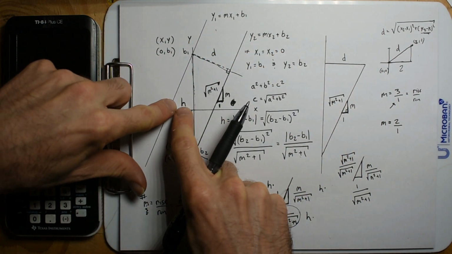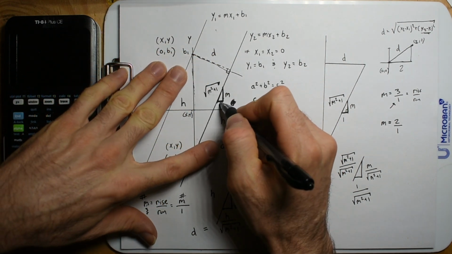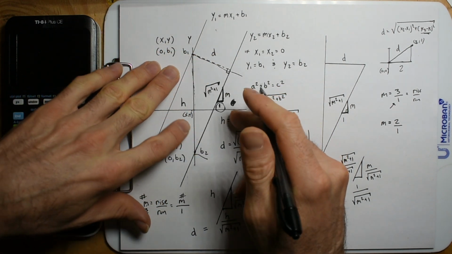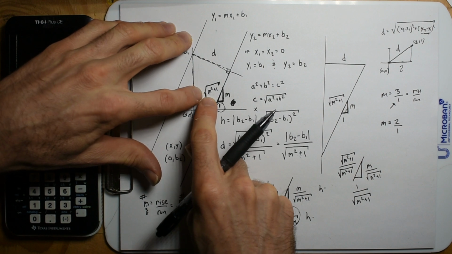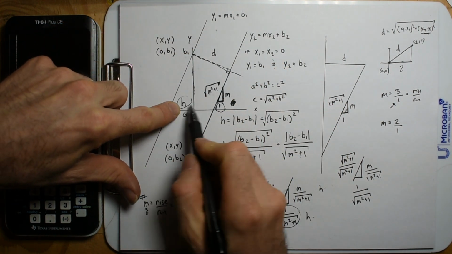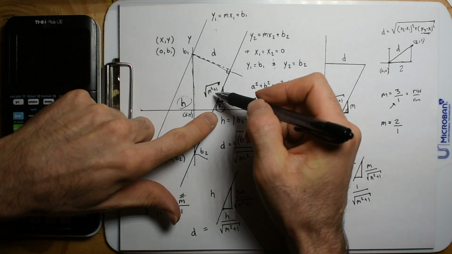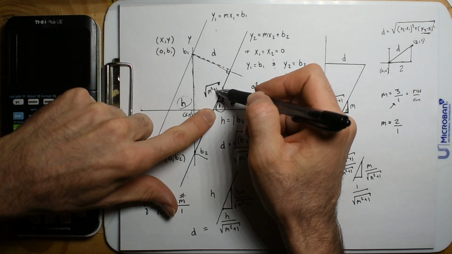But from there I could multiply this whole triangle by h, but then if I want to get this side, I would have to divide by the square root of m squared plus 1. That would give me this length to be just h, and then this would be h divided by the square root of m squared plus 1.